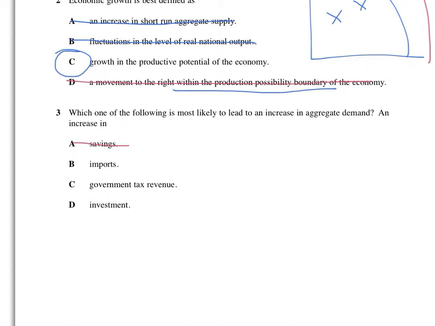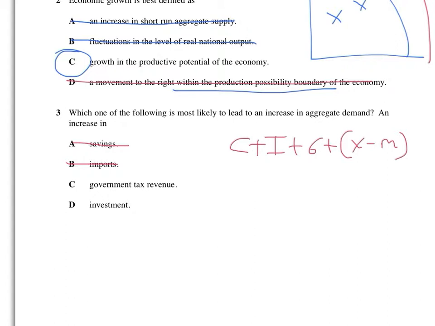Okay, next. If there's an increase in imports, we know that's wrong. Because when you go C plus I plus G plus X, and then it's minus imports, imports are a reduction. When imports go up, it's actually going to reduce AD. So that's wrong.